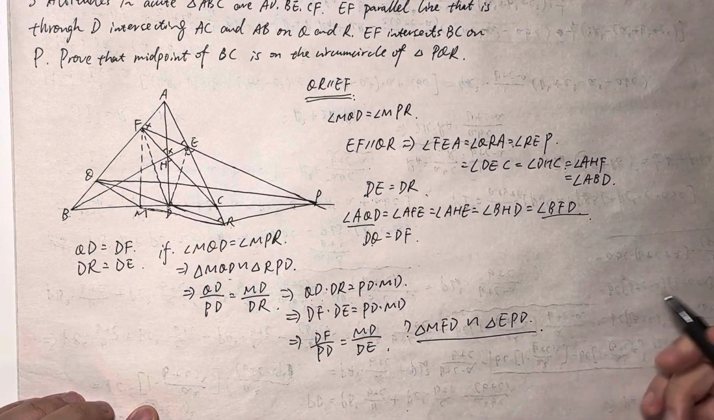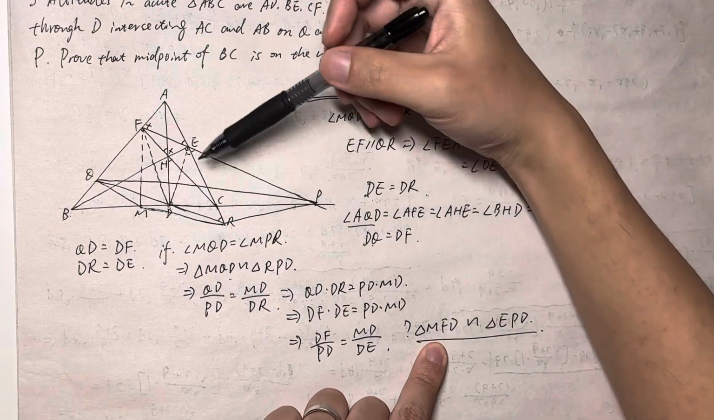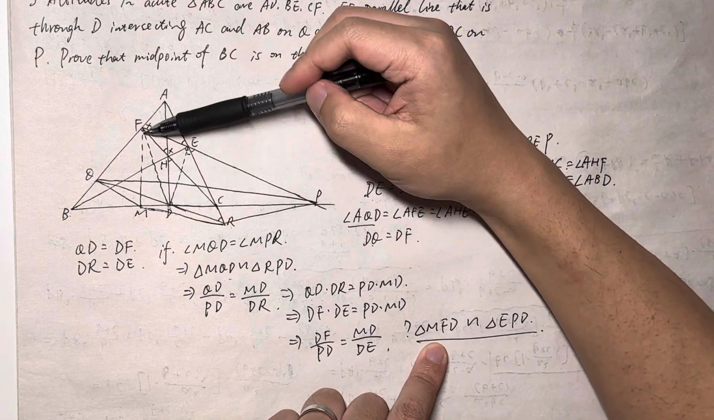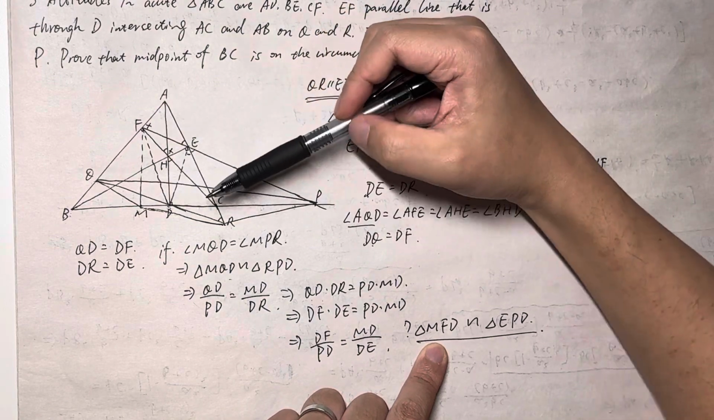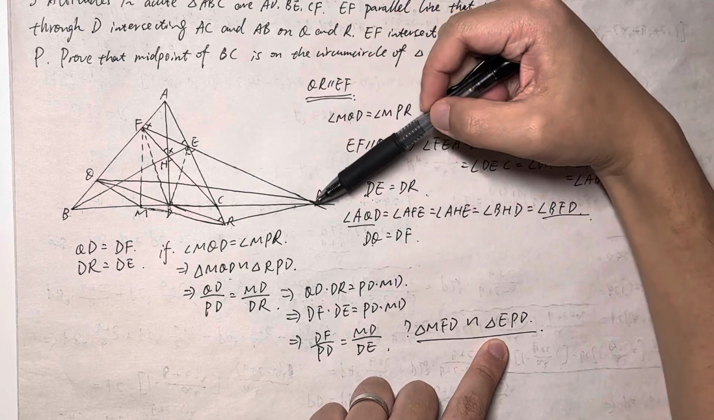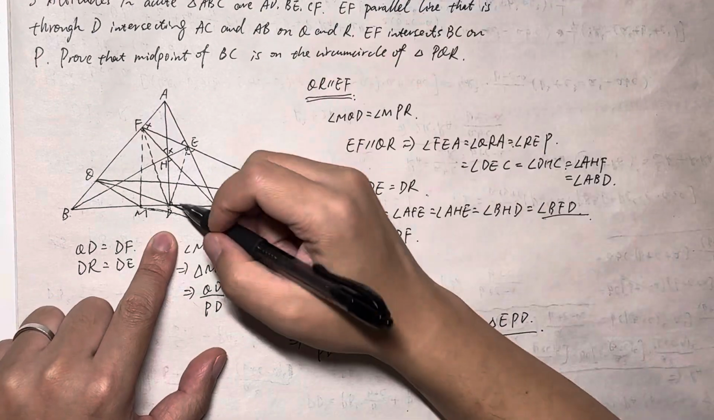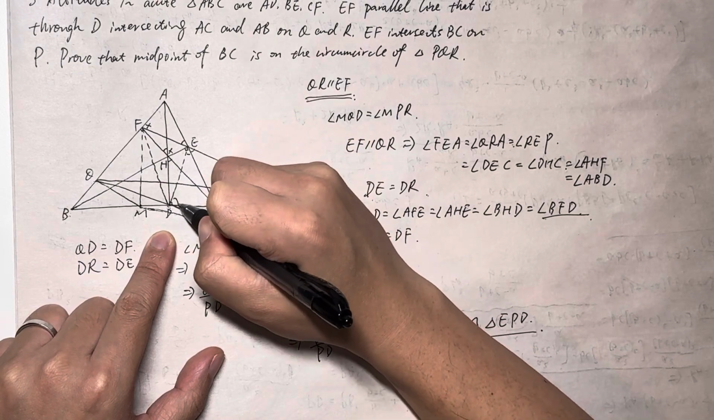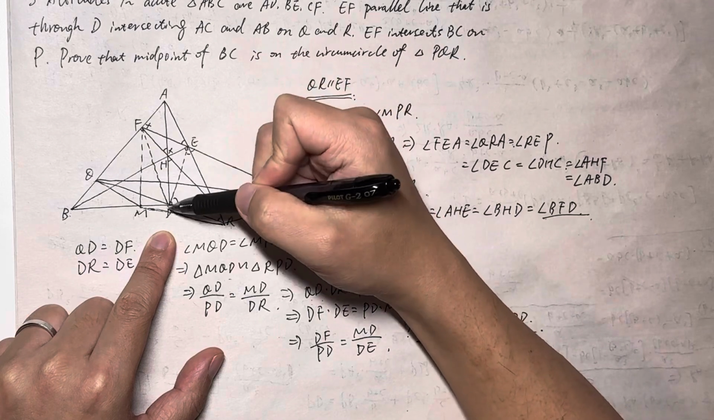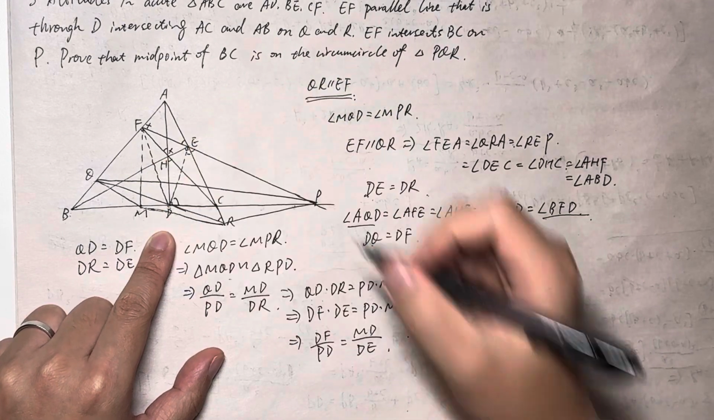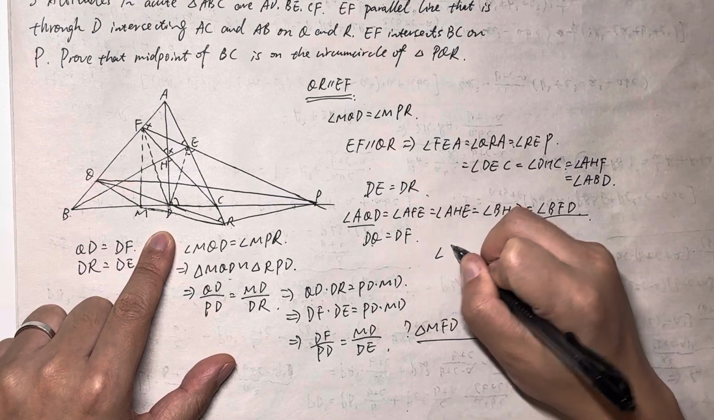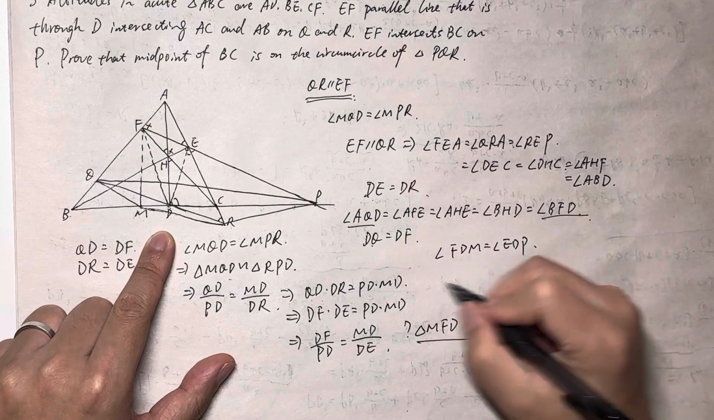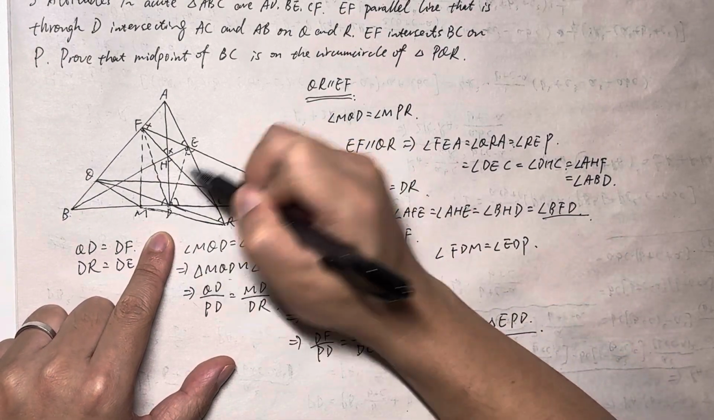So how can we prove this? Look at here, the angle. We want to prove the triangle MFD and the triangle EPD, right? Now we see here, because we already know that angle EDP, which is angle EDC, equals angle FDB, right? FDM. So we already know this. Angle FDM equals angle EDP, right? This is one condition we know.